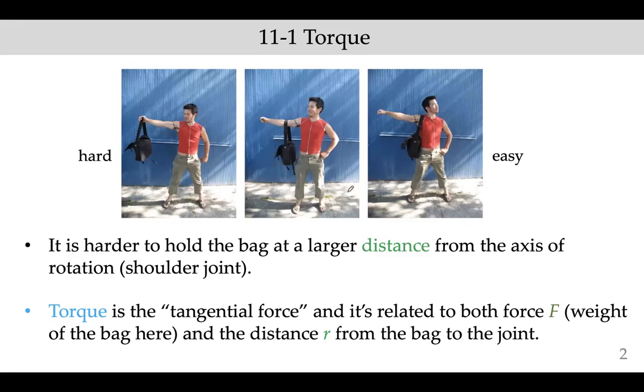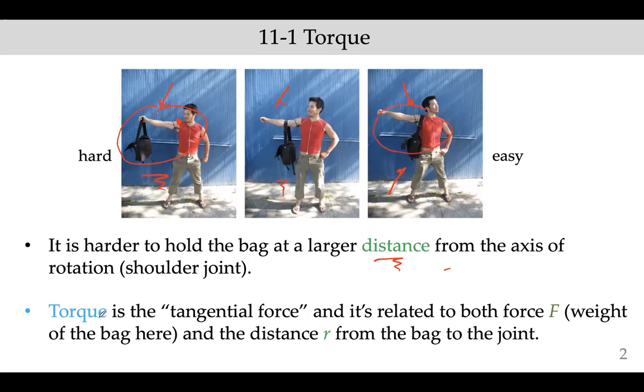So you know that it's hard to carry a bag like this or also like this, but it's easier to carry a bag like this. You don't see anyone really carrying their bag like this or this, but everybody carries it like this on the shoulder. So why is that? It's harder to hold the bag at a larger distance. This distance is important here from the axis of rotation. The axis of rotation here is the shoulder.